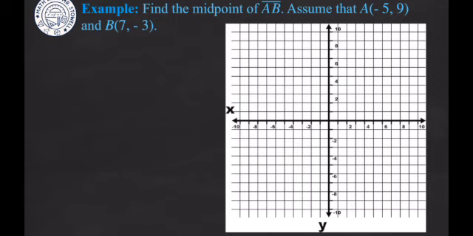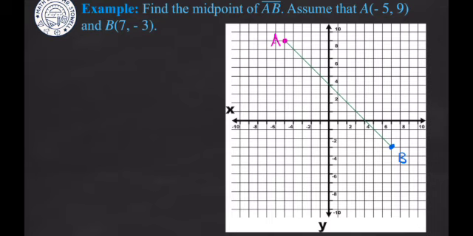I put a graph on here because I want to show you visually, because some of you guys might be visual learners. So point A is at -5, 9. So this would be over by 5, up by 9. So we would be right there. So this would be point A. That is -5, 9. And point B is at 7, -3. So this would be right about here. So that would be point B. And let's go ahead and just connect it. This is our line segment.